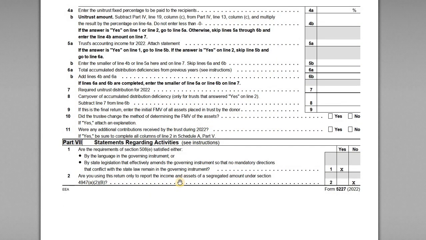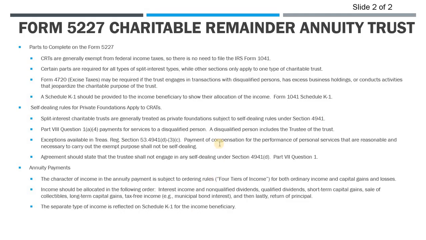Now, Part 7, statements regarding activities. This is very important. So let me jump back to this slide here really quickly. We did touch on this briefly, but the 4720 excise tax return may be required if the trust engages in transactions with disqualified persons, has excess business holdings, or conducts activities that jeopardize the charitable purpose. So you can't be engaged in lobbying or other kind of political activities for the most part. So that's where you might need to file a 4720.